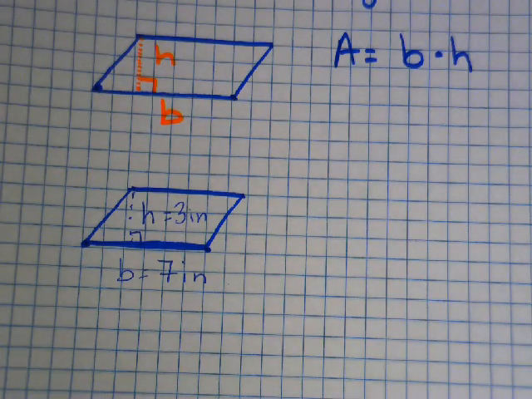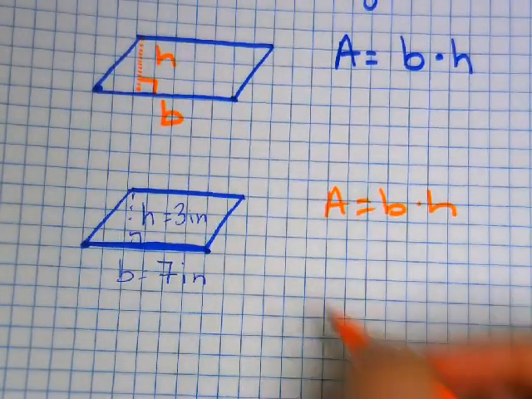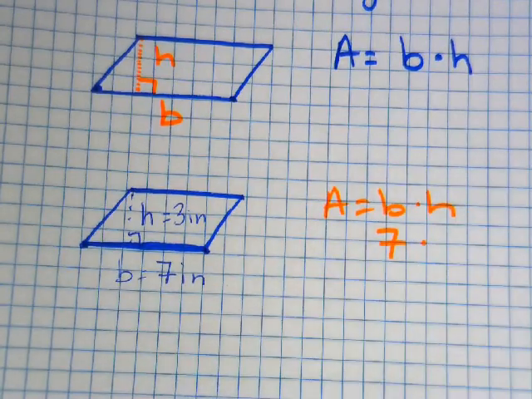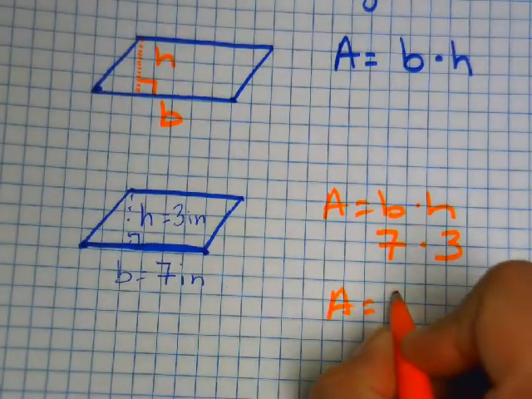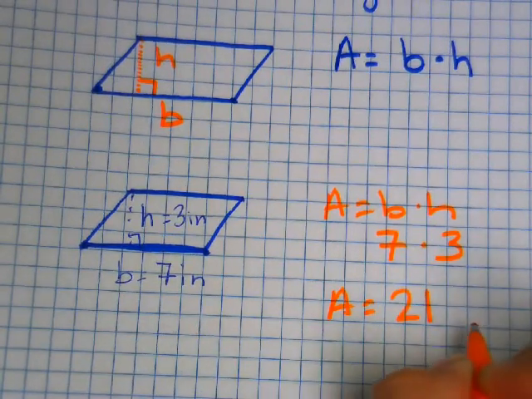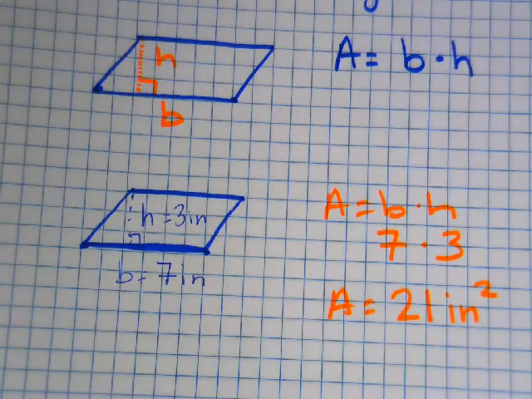All right. So area is equal to base times height. So what's my base? 7. What's my height? 3. So my area is equal to 21 inches squared.